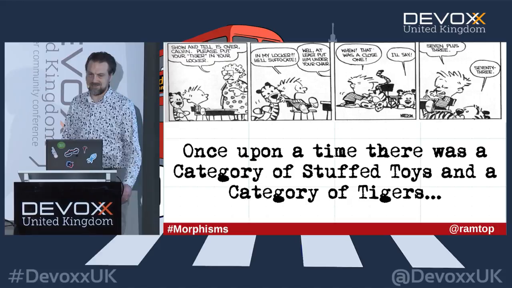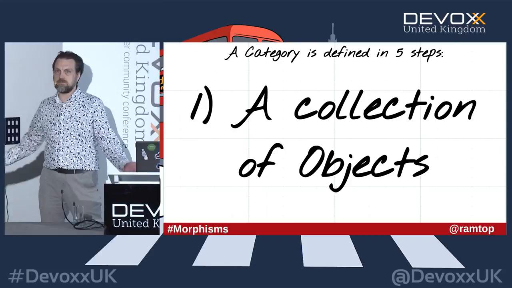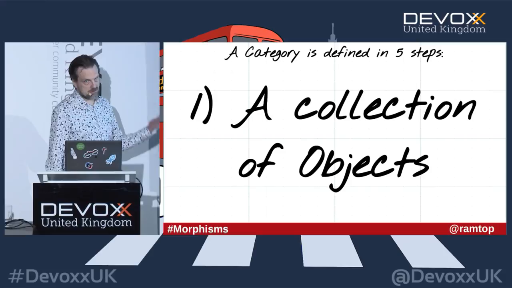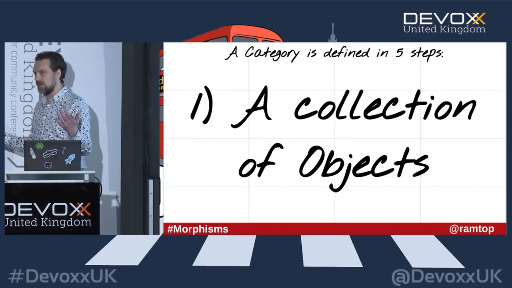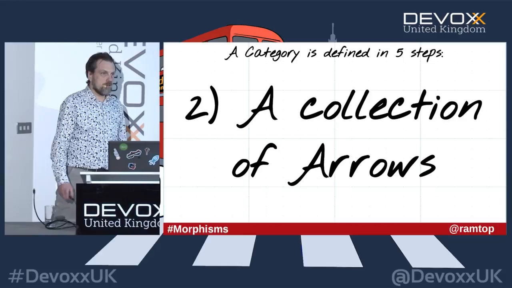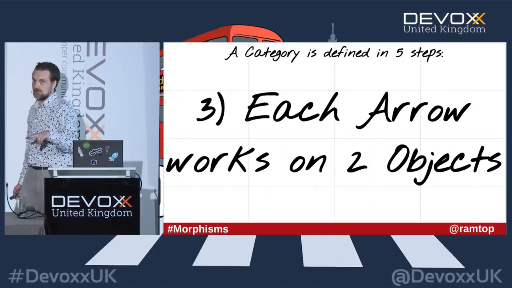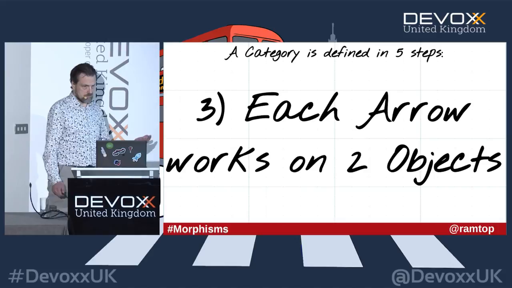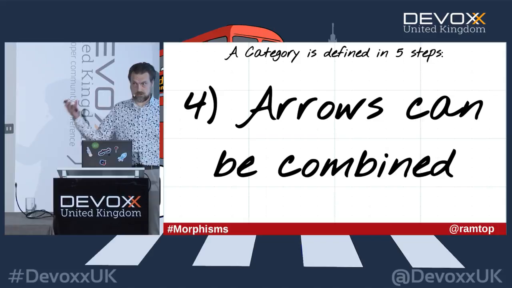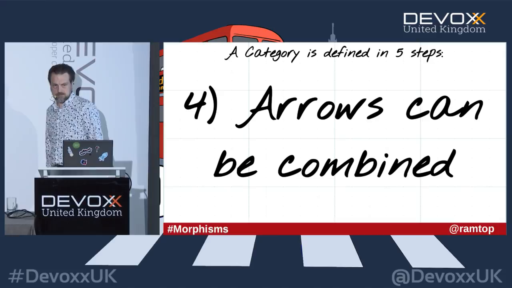So let's see what a category is. To have a category, you need five things. It's quite simple. One, a collection of objects, not objects in object oriented programming, just any kind of thing that you can think of as an object. A collection of arrows. Arrows you can think of a bit like functions. Each arrow must work on only two objects. It takes one object and from one object goes to the other. It cannot take two objects and go nowhere. So two objects, from one to another, and we can combine the arrows.